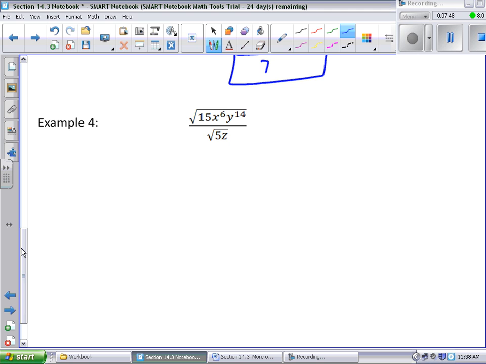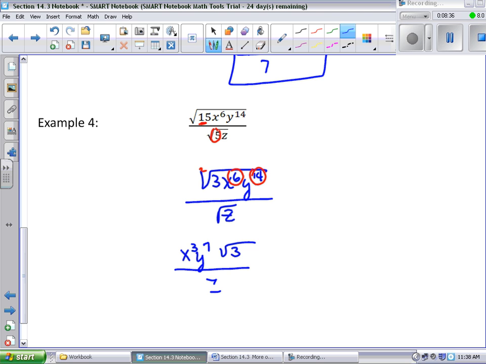On my fourth example, hopefully I will notice right in the beginning that I can divide 5 into 15 and simplify that problem a bit to start off with. 5 will go into 15 3 times, so I will have 3x to the 6th, y to the 14th over the square root of z. And then I should also notice that this is a square root and that these variables will come out even. So I think I'll go ahead and take those out and reduce this to, let's see, the square root of 3 will have to stay on the inside of the radical, but I can divide 2 into 6 and x cubed will come out. I can divide 2 into 14, y to the 7th will come out. I will still have that square root of z in the denominator.